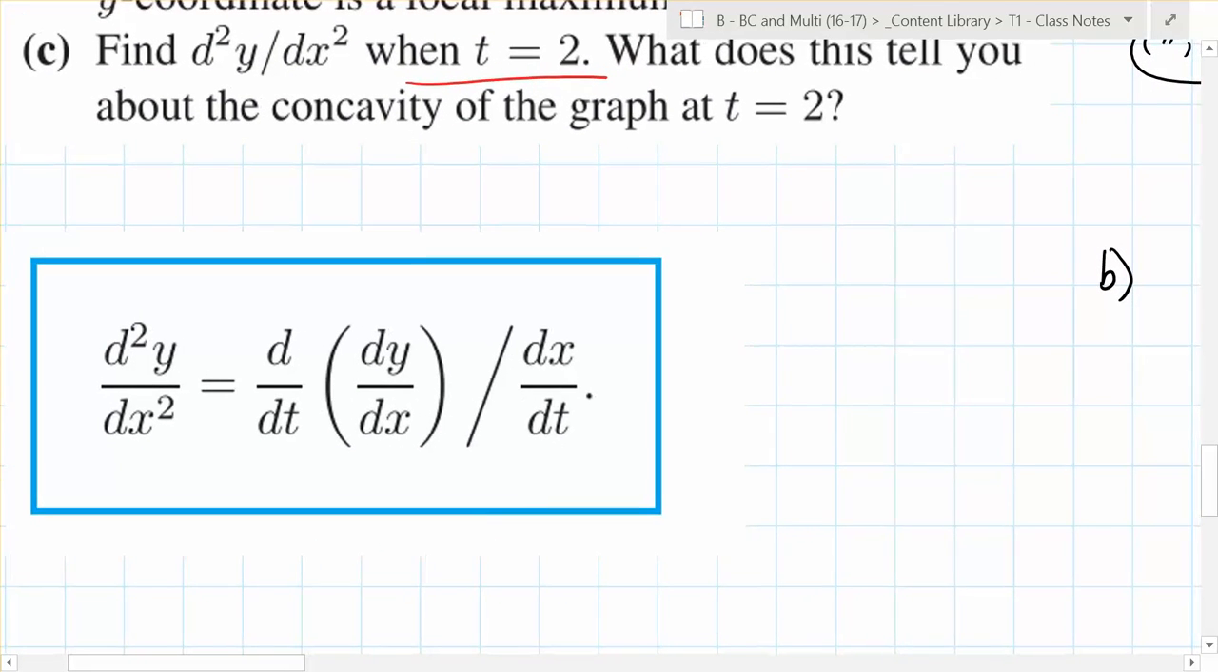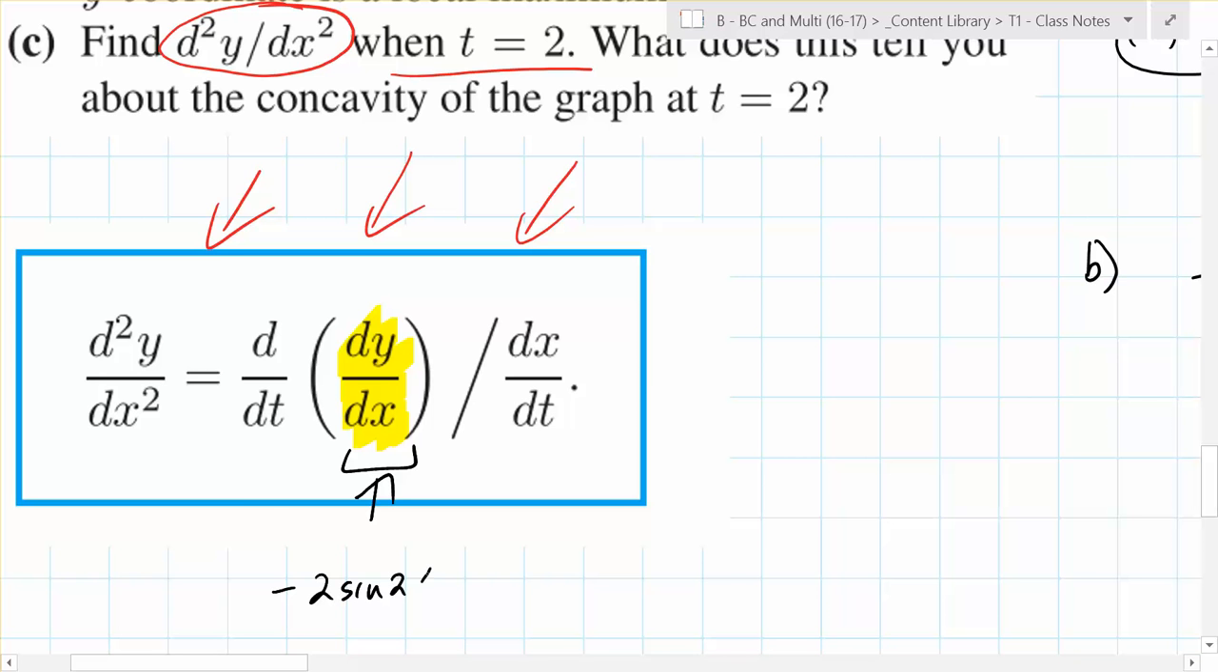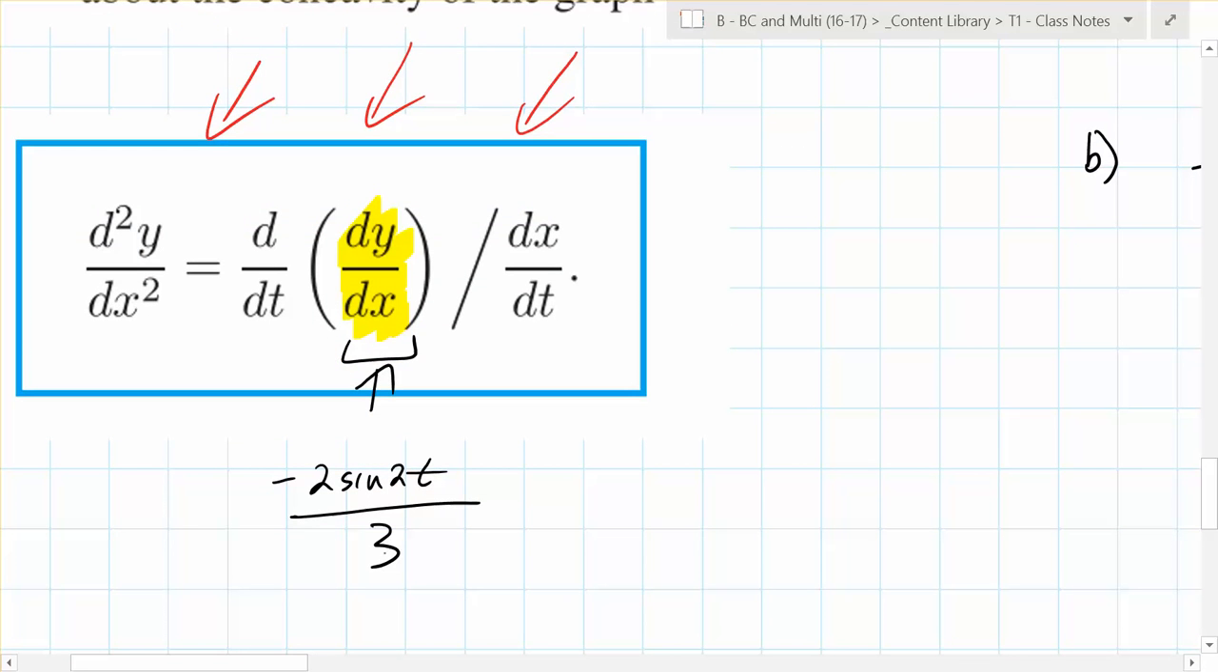It says, find d squared y over dx squared. That is the second derivative of y with respect to x. And this is what you have to remember right here. What do you calculate first when you're evaluating that? You calculate dy/dx. Have we already done dy/dx? Yeah, what was it? Negative 2 sine 2t over 3, right? And now what does it tell us to do? Take the derivative with respect to what?